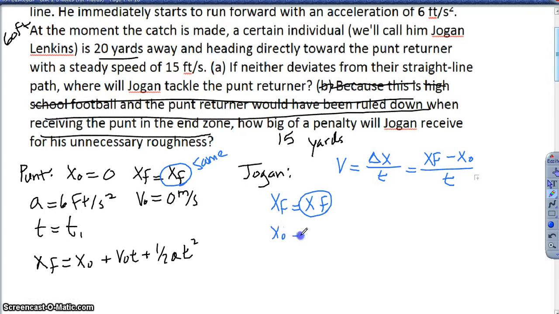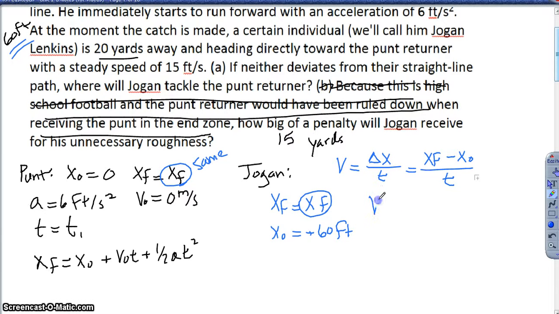The initial position: how far away did he start from the goal line? Well, it told us he was 20 yards or 60 feet. So he actually started at plus 60 feet away from the goal line. He started 60 feet in front of the goal line. And then the only other trick here is the velocity.